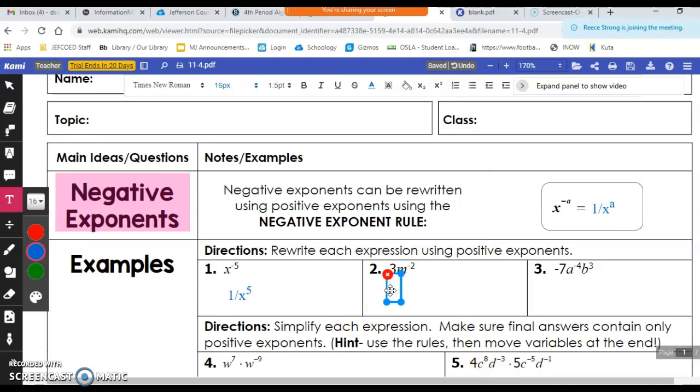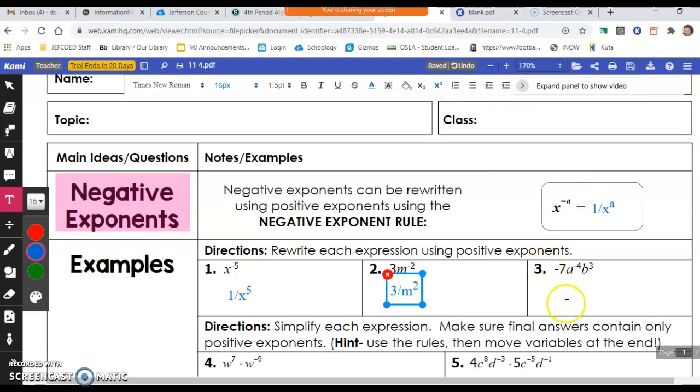So when we go to write this, yes, we're going to write it as a fraction, but 3 is going to stay on the top. The only thing being moved to the bottom or written as the fraction is going to be m raised to the power of 2.